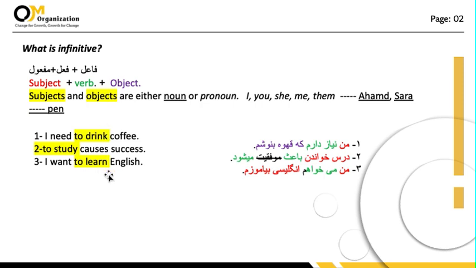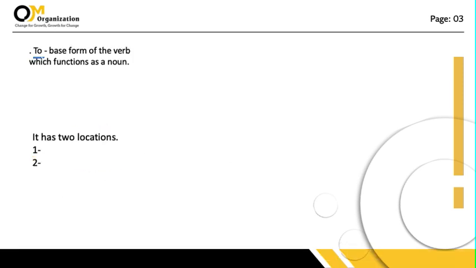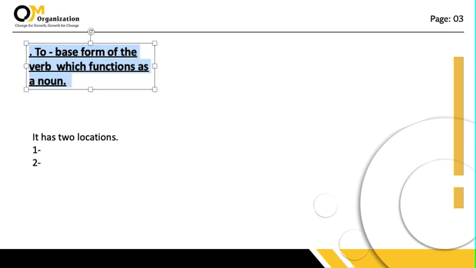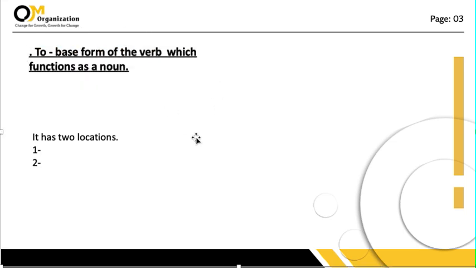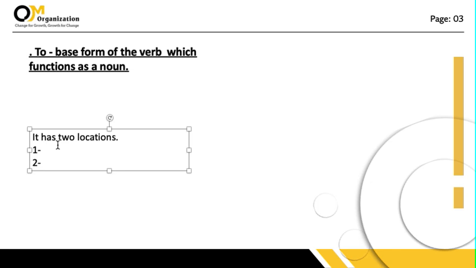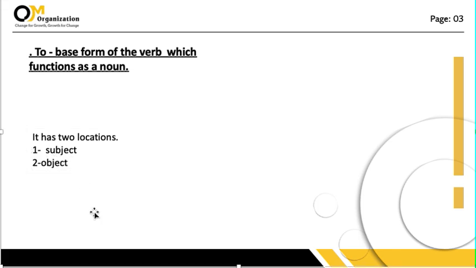So we recognized what infinitive is. This is also what you need to memorize, the definition of infinitive: infinitive has two locations. The first location is as subject, and the second one as object. This discussion is over here.